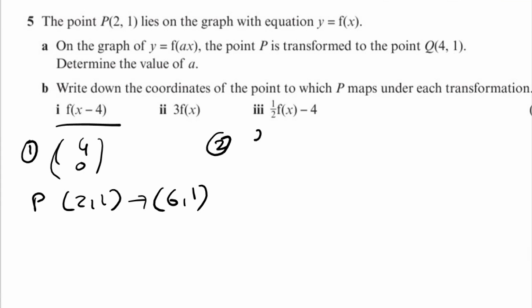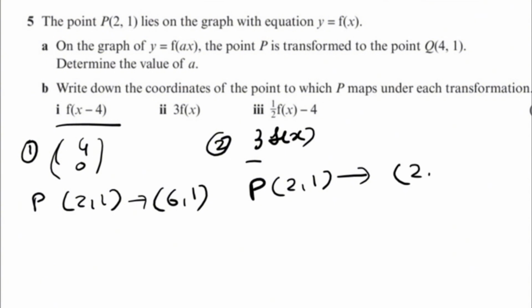For the second function, 3f(x). As you can see, 3 is outside the bracket. So our function is stretched by scale factor 3, and our y coordinate will be affected. We have to multiply by 3. So (2, 1) is translated to (2, 3), because the y coordinate we multiply by 3.